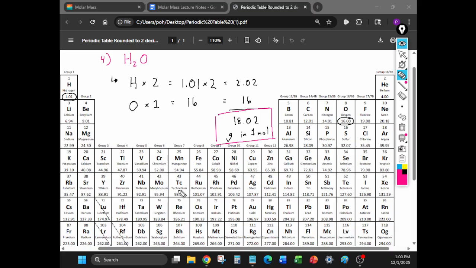Yeah, what's up? It'll always be in 1 mole. If you're looking for molar mass, the definition is the weight of 1 mole, so it'll always be 1 mole. Yeah, great question.